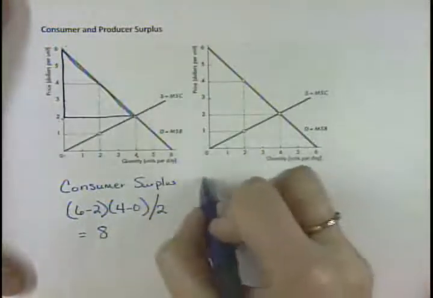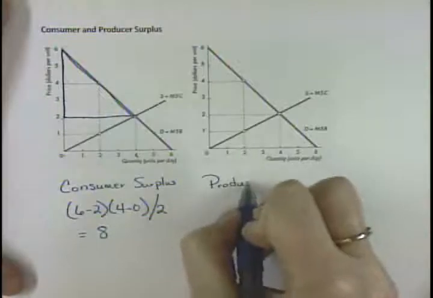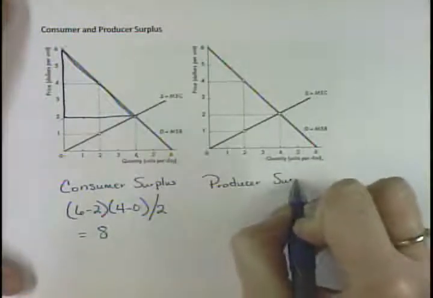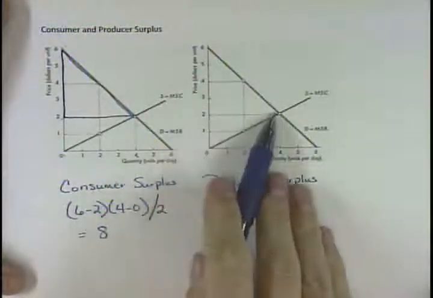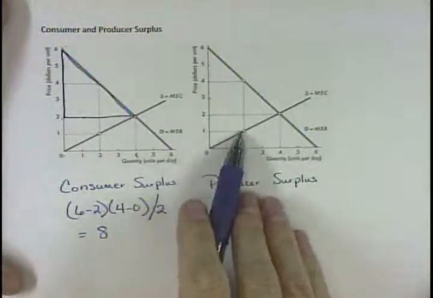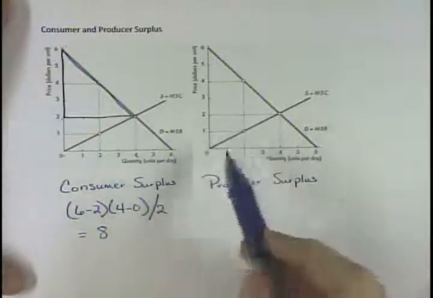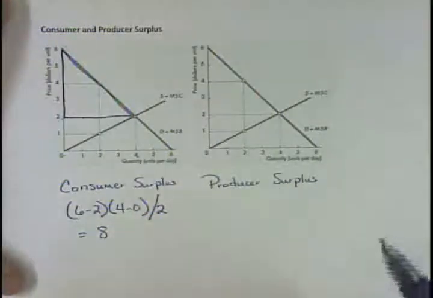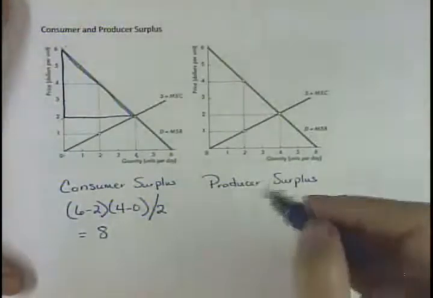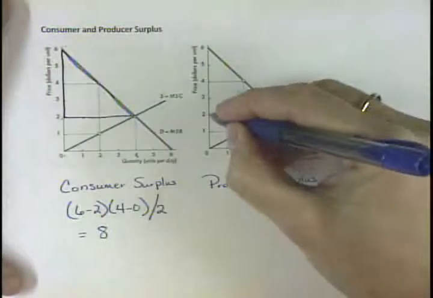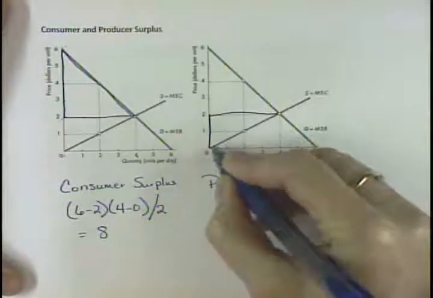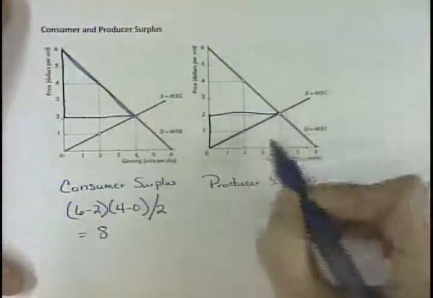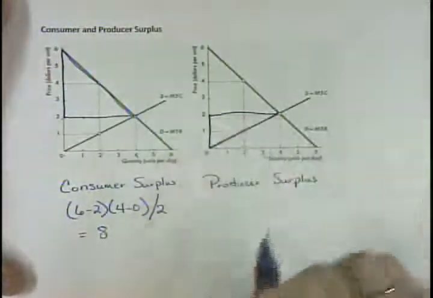Producer surplus says there are firms that would be willing and able to sell at a price lower than the market price, but they don't have to. These sellers are still going to get $2. This seller would be willing to sell at $1, but they don't have to. They can sell at $2, so they're better off because they can get more than their minimum supply price. So in this example, we're going to find the area of the triangle above the supply curve up to that market price.